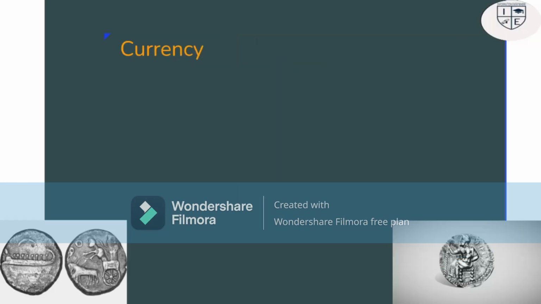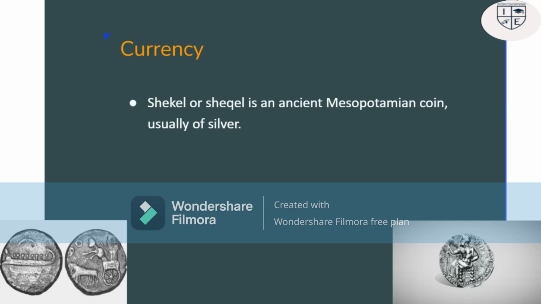Now next comes the currency. Currency was the shekel in ancient Mesopotamia. You can see in the images below. It's a silver coin with some images, like here is the king. Like in this image, here are some boats. In this, someone is doing some hunting, and in this coin, a king is depicted.